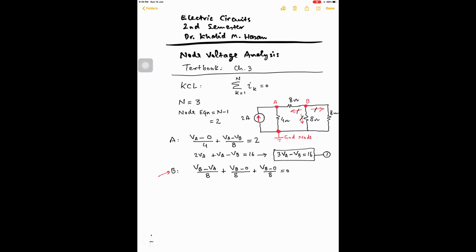We can simplify this equation by multiplying everything by 8. Then we have VB minus VA plus VB plus VB is equal to 0. Combining the coefficients of VA and VB, this equation can be written as minus VA plus 3VB is equal to 0. This is our second equation.